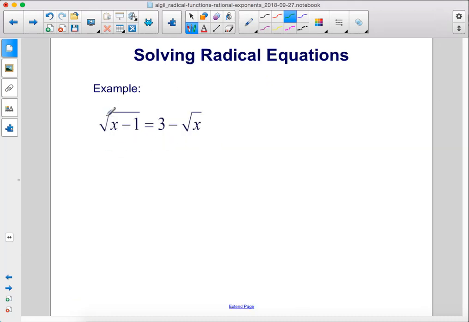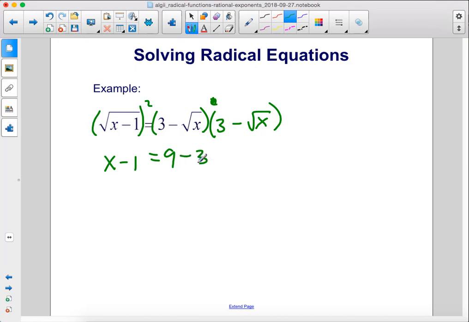Here's an example. Alright, so let's undo this radical by squaring both sides. And instead of just writing squared here, I'm just going to rewrite it so that we can do FOIL. So over here, we just end up with x minus 1 because the square root is undone by the exponent. But on this side, we have FOIL. 3 times 3 is 9. 3 times negative square root of x is negative 3 times the square root of x. We have that same term again. And then we have plus, because we have two negatives, x, because the square root of x times the square root of x is x.